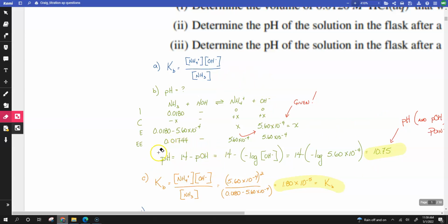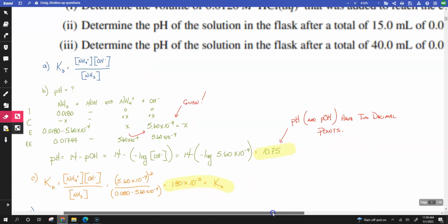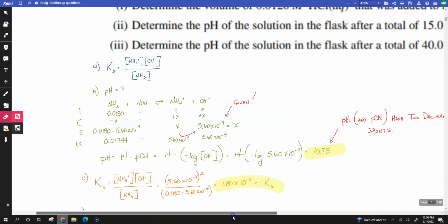So we know our pH equation is 14 minus the pOH, or pH plus pOH equals 14. So to find the pH, take 14 minus the negative log of the hydroxide concentration, which is equal to the concentration that they gave us. So the pOH, we don't care about what the pOH is, but the pH is 10.75. And I put a note on here. Make sure that you have 2 decimal places for pH and pOH. So it's not about sig figs there.